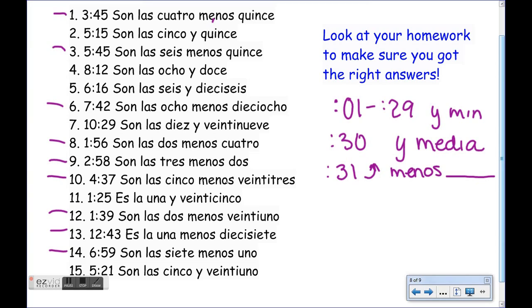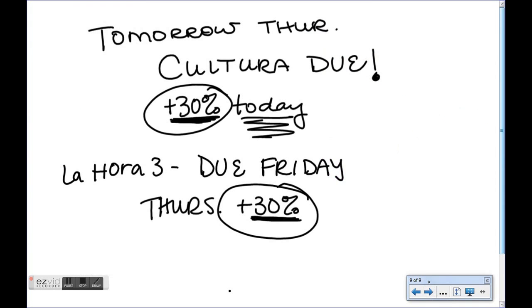9. Son las 3 menos 2. 10. Son las 5 menos 23. 11. Es la 1:25. 12. Son las 2 menos 21. 13. Es la 1 menos 17. 14. Son las 7 menos 1. And 15. Son las 5 y 21. Alright? You need to make sure that you got all your homework answers right so that you know you're doing it correctly.